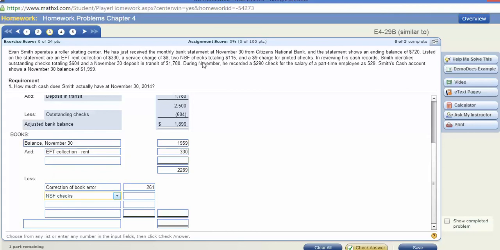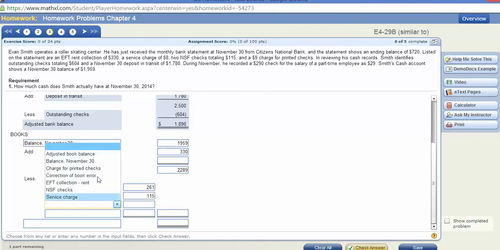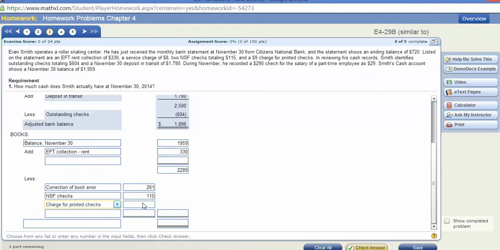NSF checks here are 2 NSF checks totaling $115. So we received 2 checks that totaled $115. They went bad, they bounced. We had recorded them in our books as good. Now it's time to take them back out. The rest is pretty easy. We get charged for printed checks, and the charge for printed checks is $9. And then the last category here that we're dropping is the service charge.